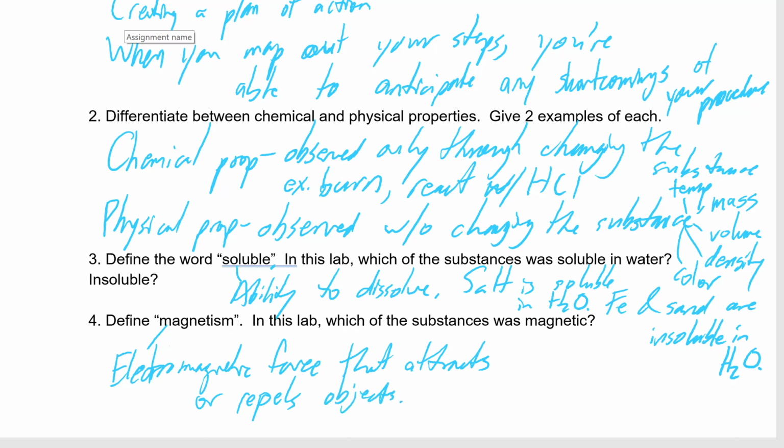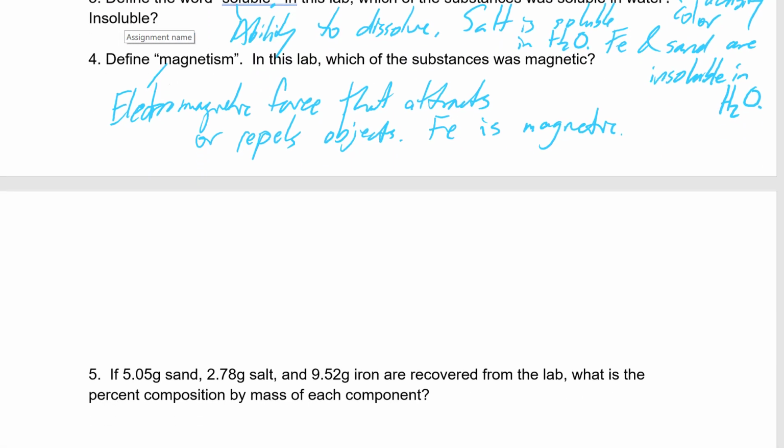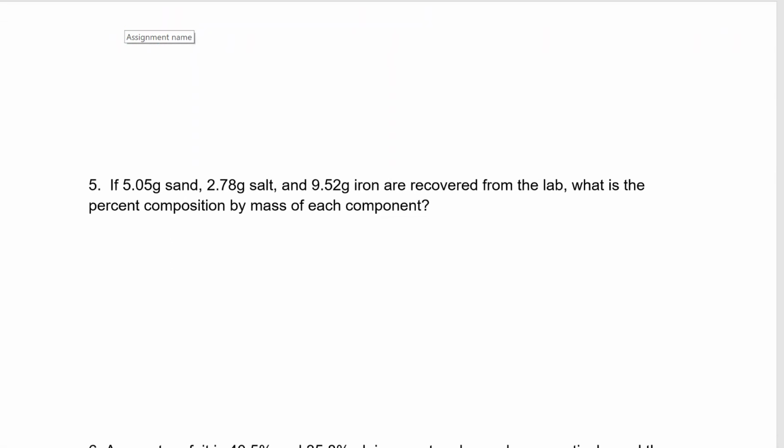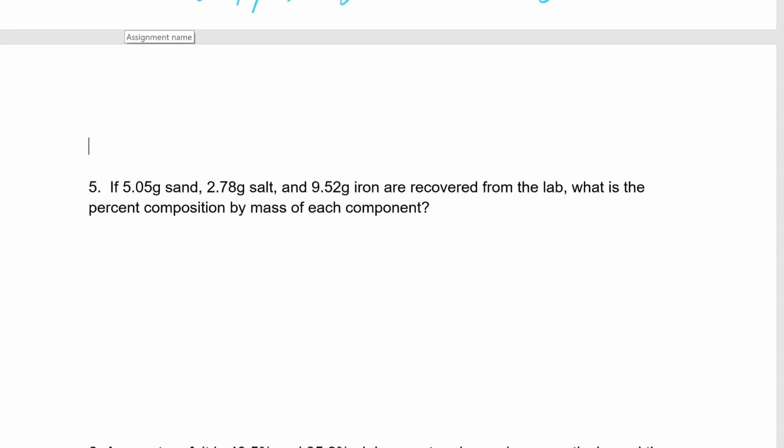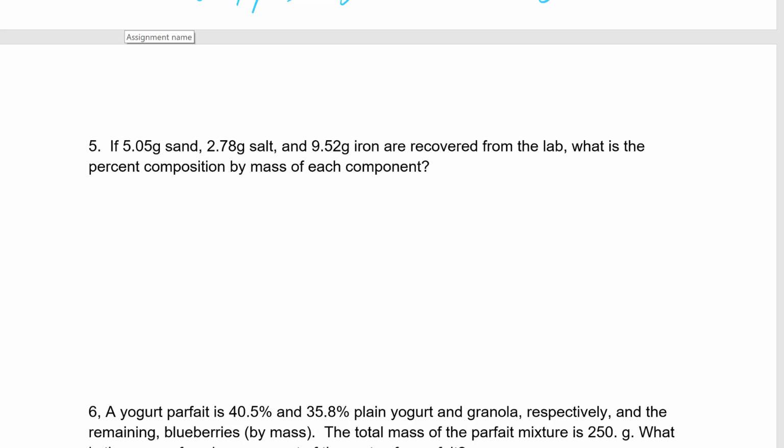And which substance was magnetic? Iron is magnetic. Okay. Question number 5. If 5.05 grams sand, 2.78 grams of salt, and 9.52 grams of iron are recovered from the lab, what is the percent composition of each of the components?